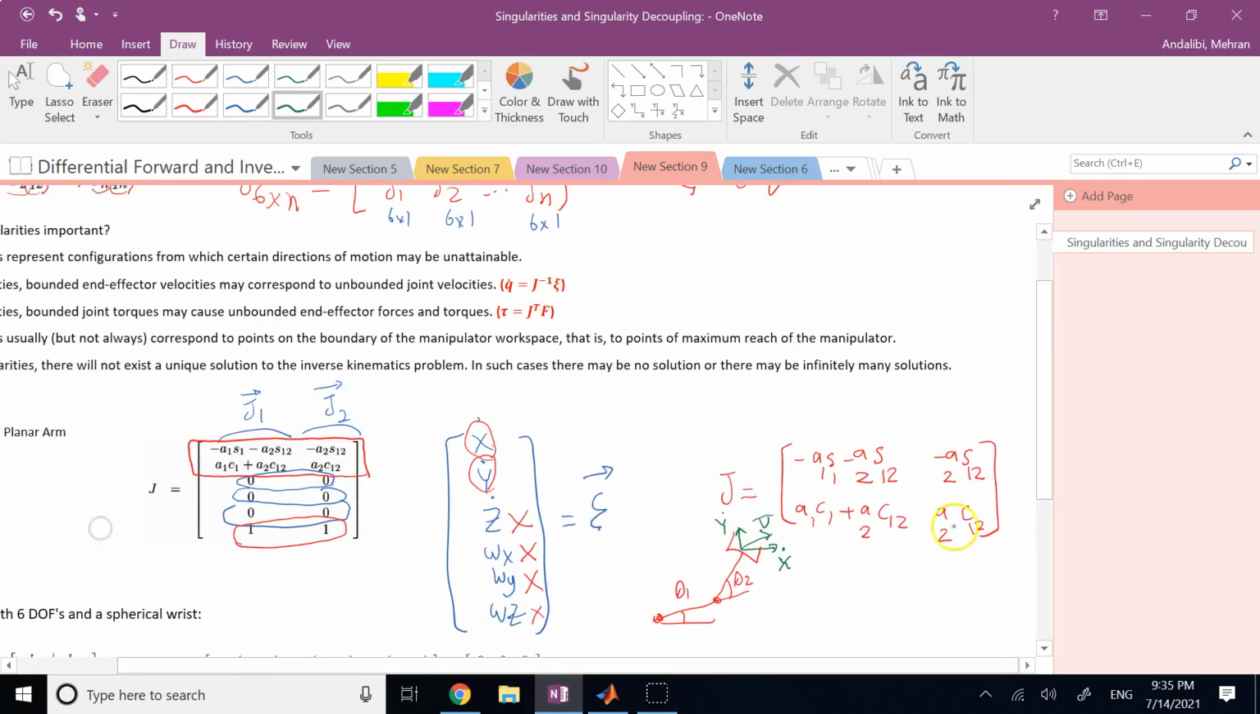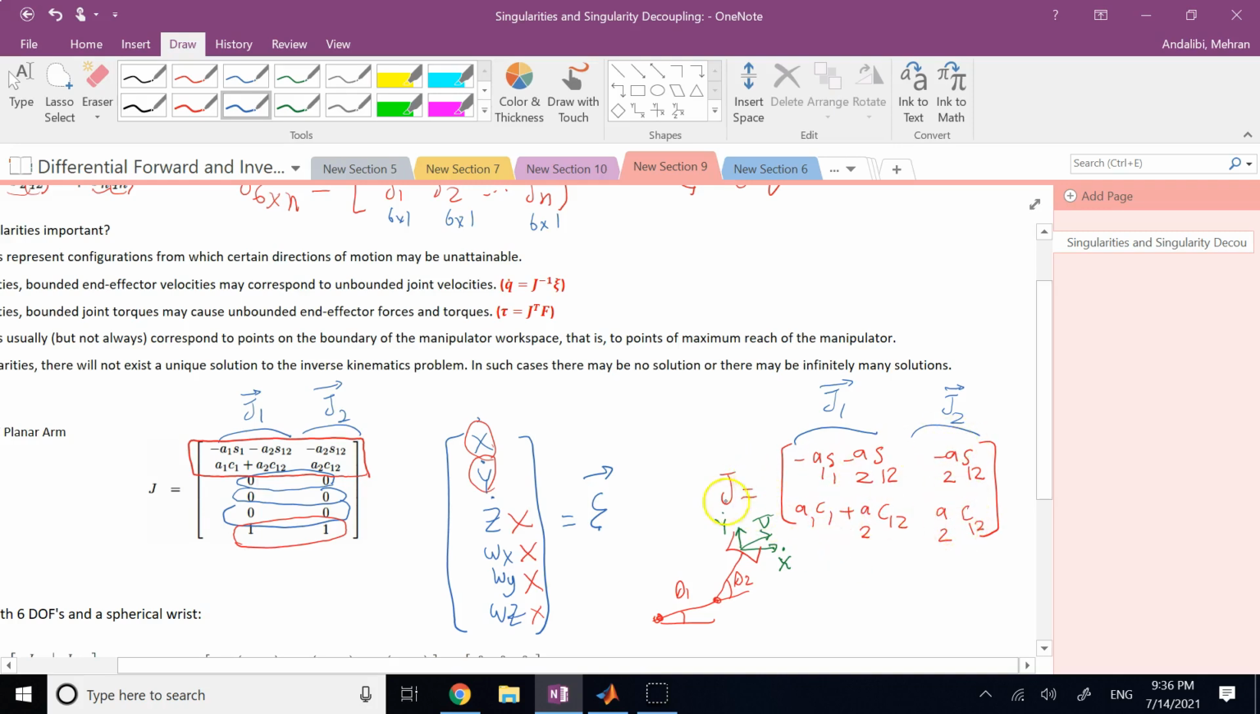The answer is when this guy that you see, this trimmed J, is losing rank. What does rank mean? You know from linear algebra, rank means the number of linearly independent columns. So here you have J1 and J2. Are these two columns always linearly independent?